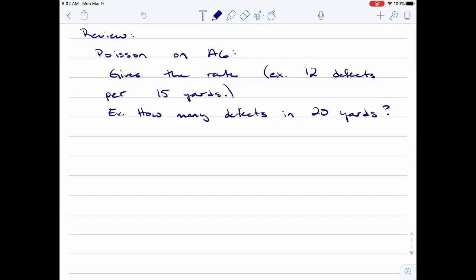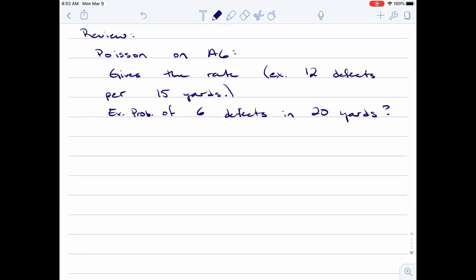Does anyone have it? Mine exactly was you have 6 defects in a yard or square foot. How about the probability of 6 defects in 20 yards? Okay, I'm piecing it together.